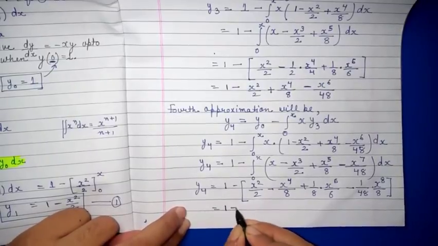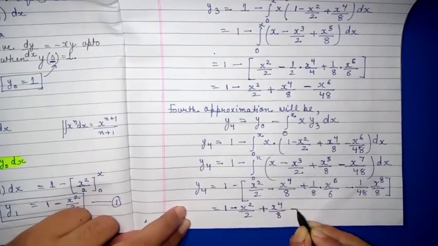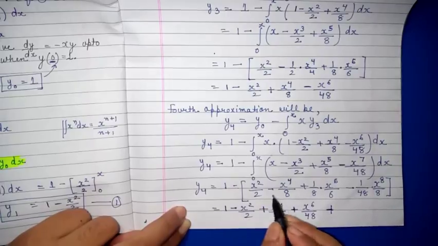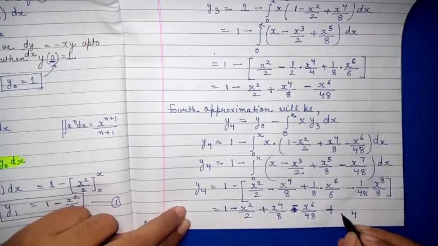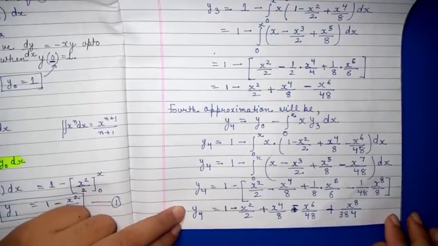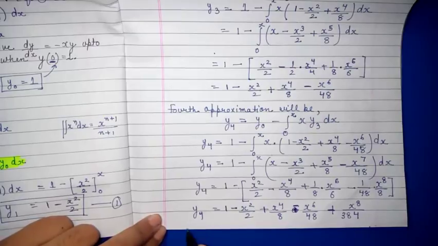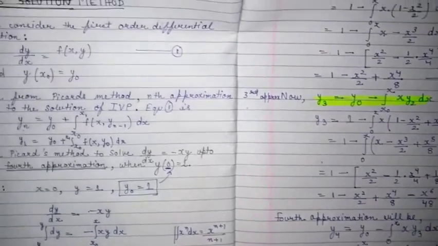So at last we have got x square by 2 minus, and minus, it will become plus x to the power 4 by 8 plus x to the power 6 by 48 minus, it will become plus, no, this will be minus, because minus and plus will be minus, and 48 8s are 64, 6 8 4s are 6, 3 8 by x to the power 8. So at last we have got our fourth approximation, which is this. You have to just write that this is the fourth approximation, or if you do not write, then also it's okay. So this is the total full calculation of the given question.